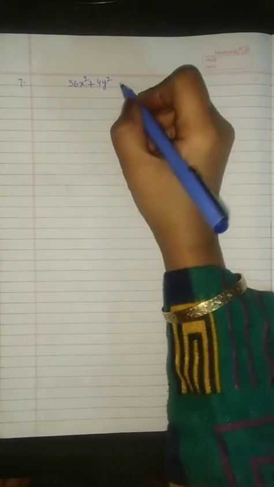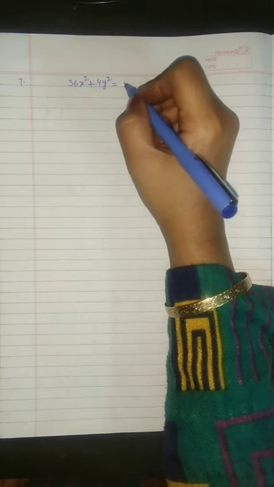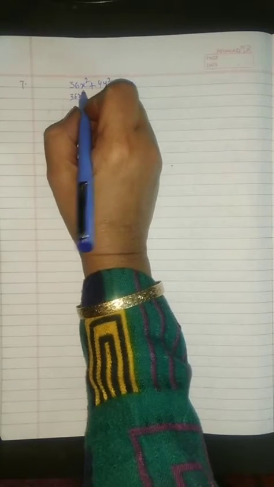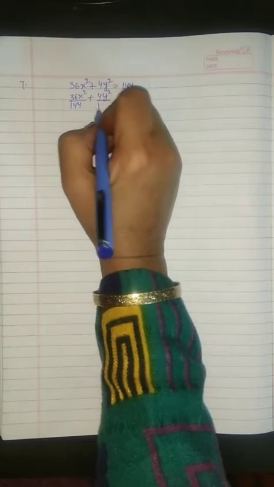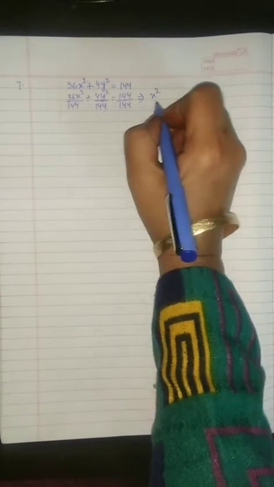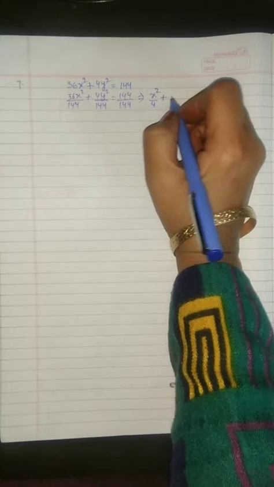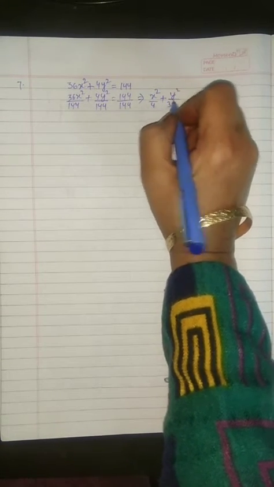In question number 7, we are given the equation 36x square plus 4y square is equal to 144. Now, to make it a standard equation of ellipse, we will divide both the sides by 144. So, 36x square upon 144 plus 4y square upon 144 is equal to 144 upon 144. Now, this equation turns to be x square upon 4 plus y square upon 36 is equal to 1.